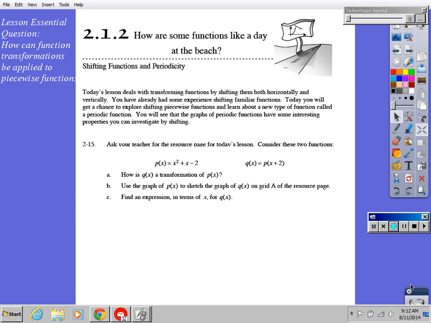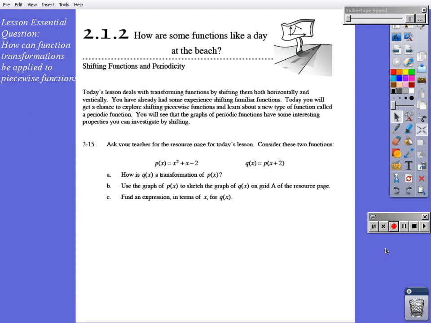So how is Q a transformation of P of X? If you're looking at these two equations written here, we have P of X defined as this parabola, for lack of a better way to say it right now. This is just a parabola that we will graph. And Q of X is P shifted to the left 2. All right, it's a horizontal shift because it's inside the function, the parentheses there. The plus 2 is affecting the X.